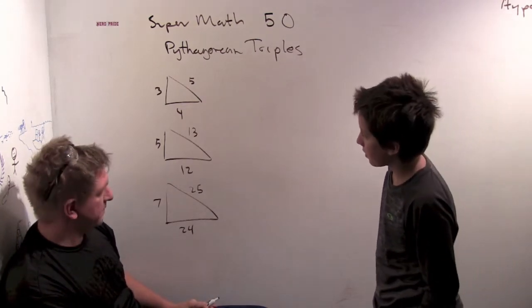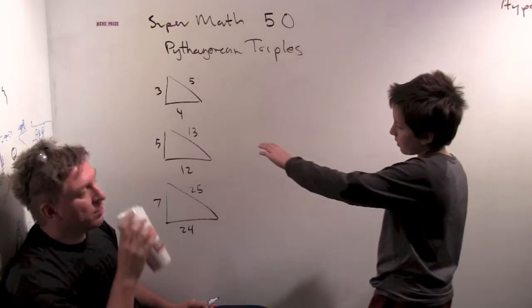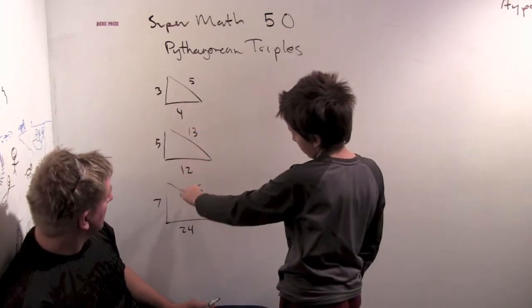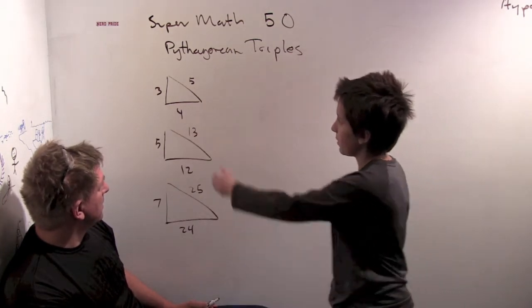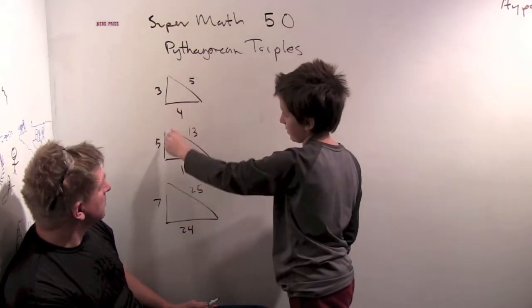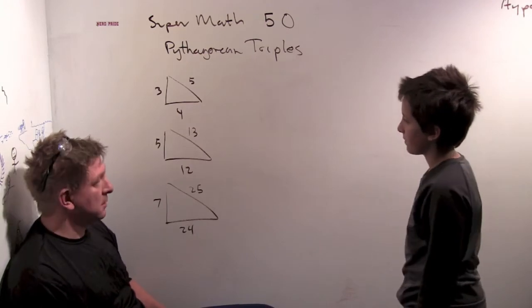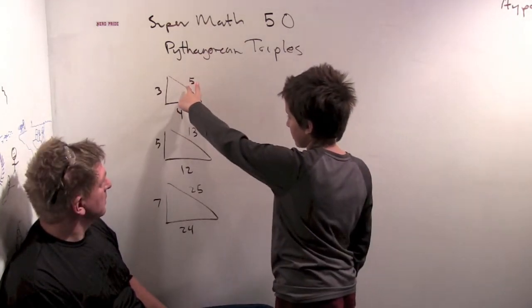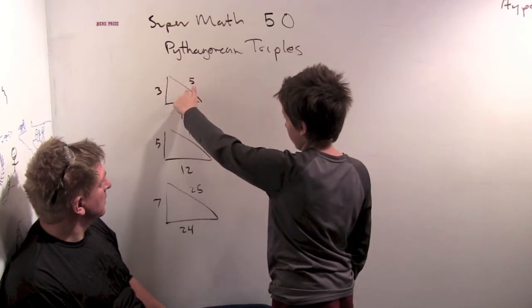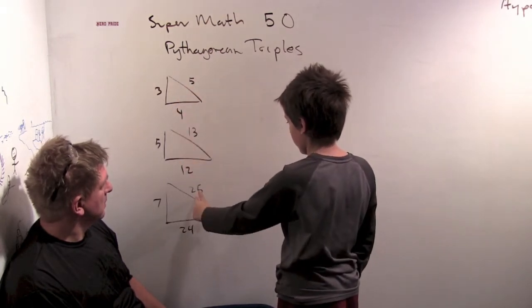Well, this bottom side seems to be even. And then this side here seems to be odd, this short side. And these differ by 1. This 5 and this 4, this 13 and 12, 25 and 24.